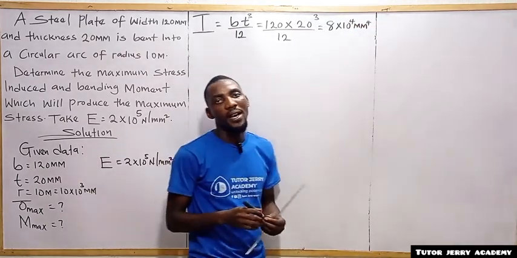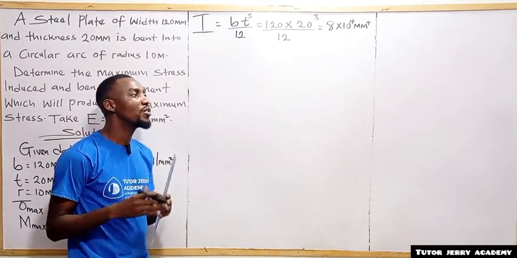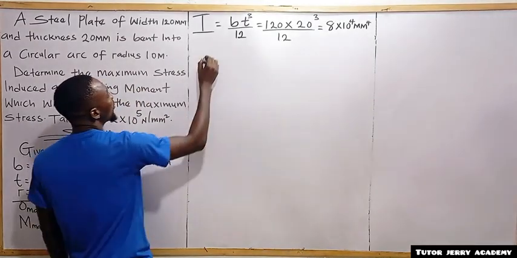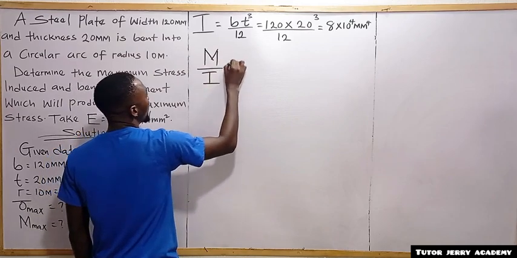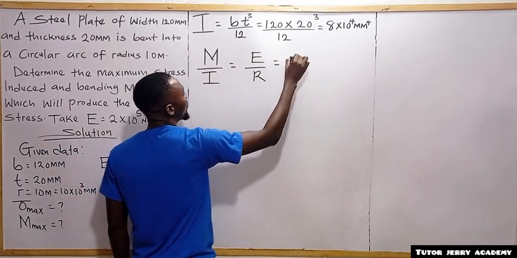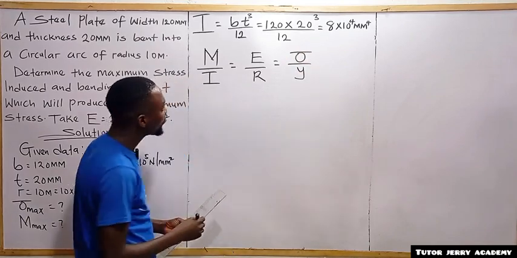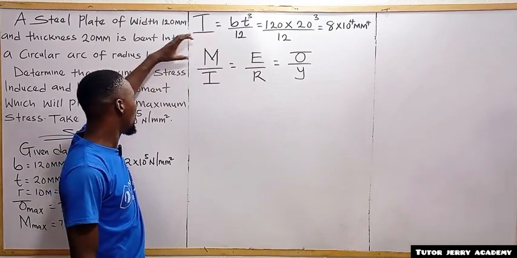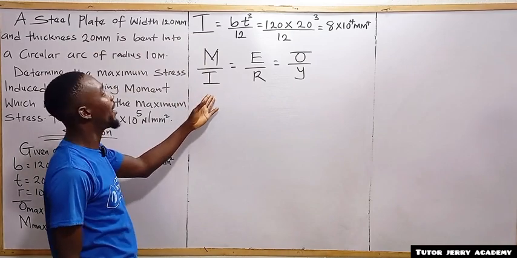So now the next thing we are going to be doing here is to recall carefully from the Flexural equation. And the Flexural equation, we know it is M over I, which is equals to E over R, which is equals to stress over Y. So here we don't know the value of our maximum bending moment, but we know our I.